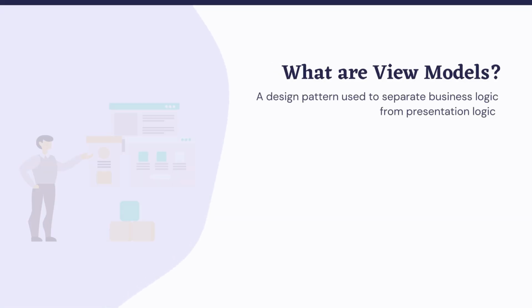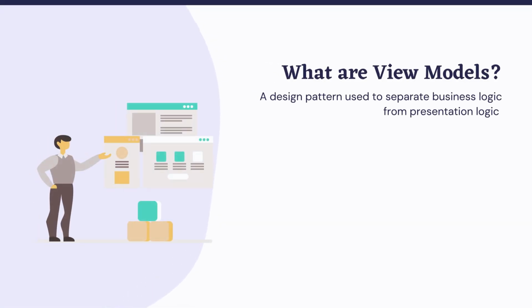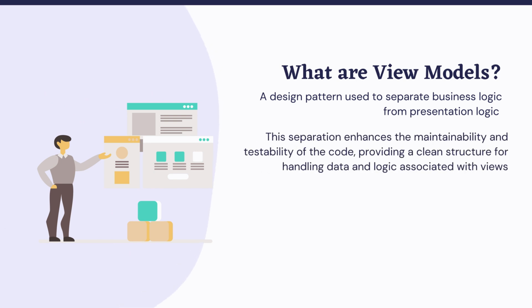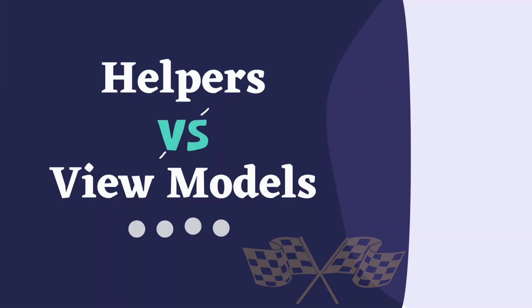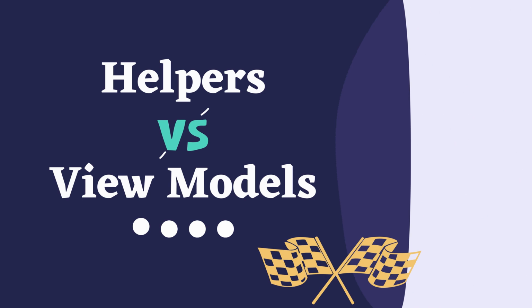A view model is a sort of design pattern used to separate the business logic layer from presentation. The separation enhances the maintainability and testability of the code, providing a clean structure for handling data and logic associated with the views. The way view models work can be similar to helpers.